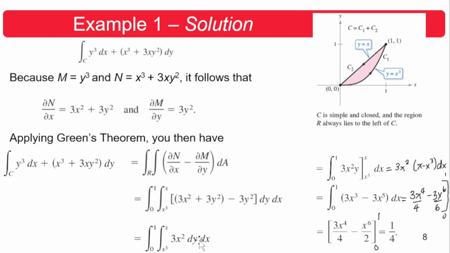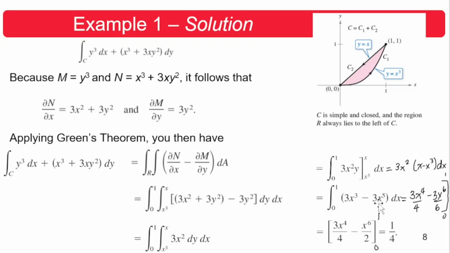Then integrating 3x squared with respect to y, we have 3x squared y evaluated from x cubed to x. So we replace the y variable by the upper minus the lower limit. We factor out 3x squared, and then substitute the limits for y, so this should be x minus x cubed, times dx. Simplifying further, 3x squared times x is 3x cubed, minus 3x squared times x cubed, which is 3x to the fifth, all with dx.